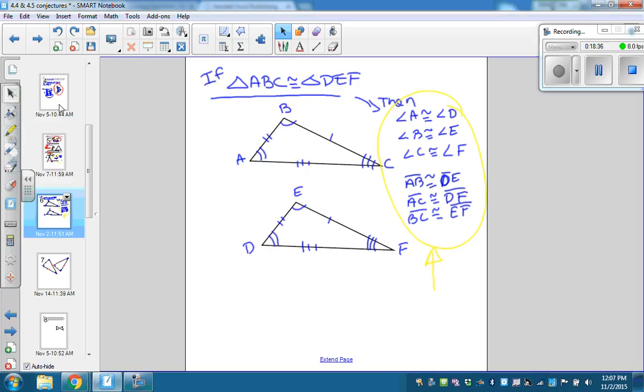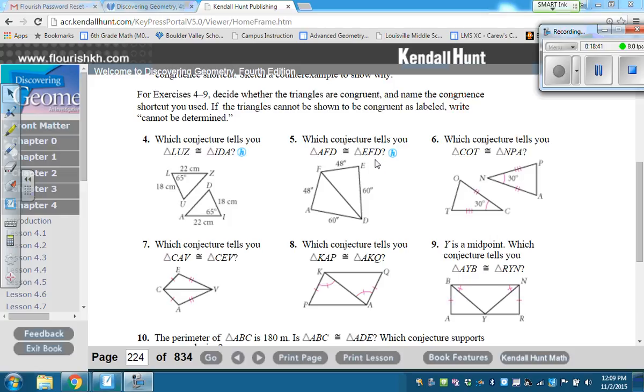Okay. I need you guys to try a couple examples because I'm not sure that you have this. Okay, look at the book pictures here. You guys see these? This is on page 224. They start out really easy, but the easy ones are important. So here are the directions. Decide whether the triangles are congruent, and name the congruence shortcut. So that would be side angle side, or angle side angle. Okay? If triangles cannot be shown to be congruent as labeled, you just write cannot be determined.